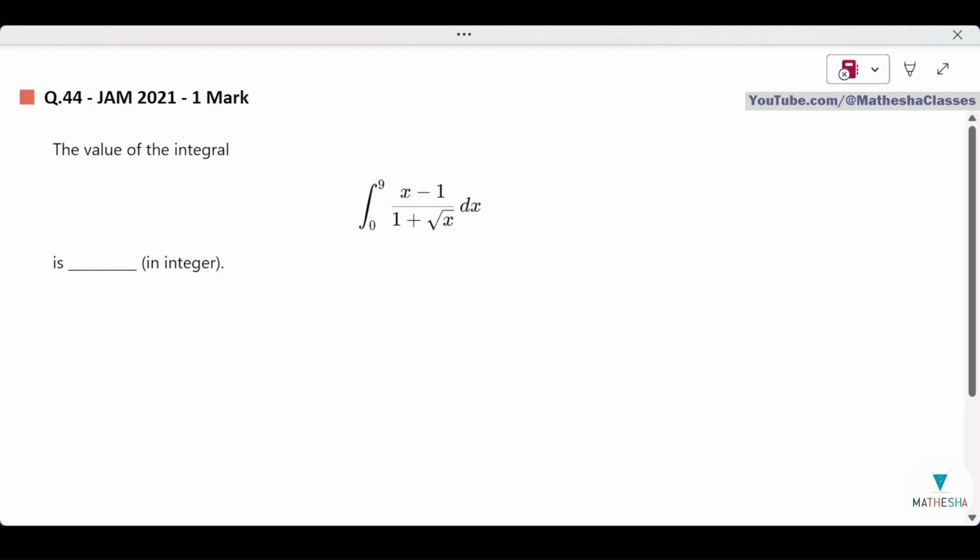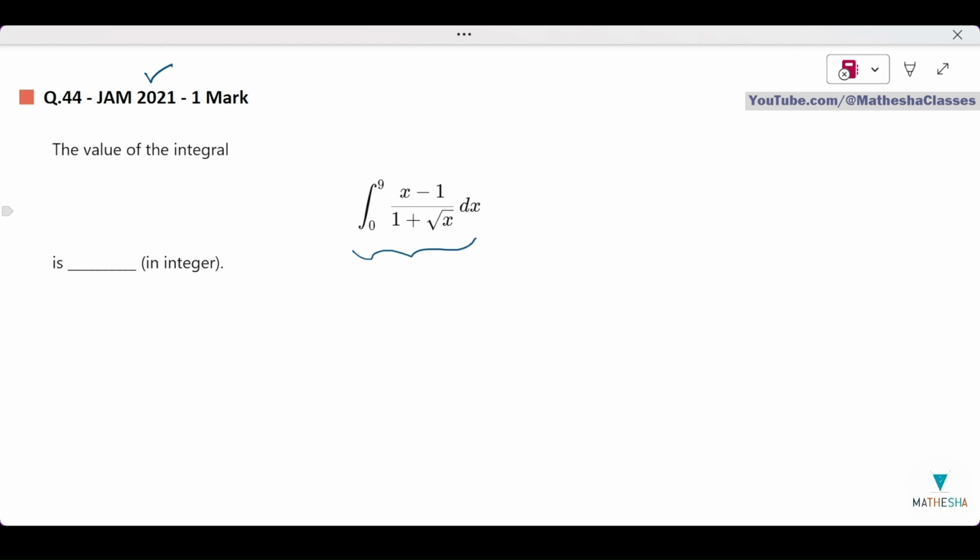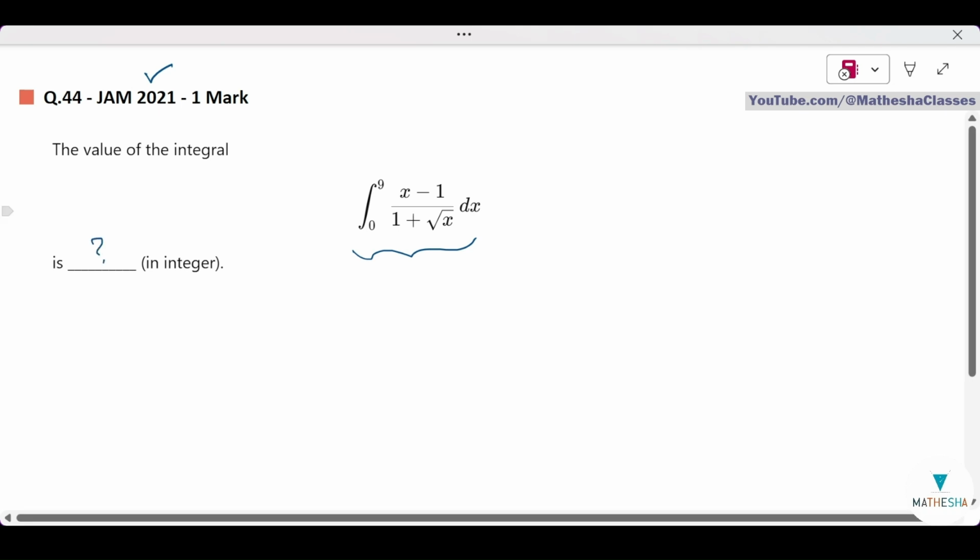Okay, so let us start with the first problem. It was asked in JAM 2021. The value of the integration from 0 to 9 of (x minus 1) upon (1 plus under root x) dx is what? You have to find the value in integer.